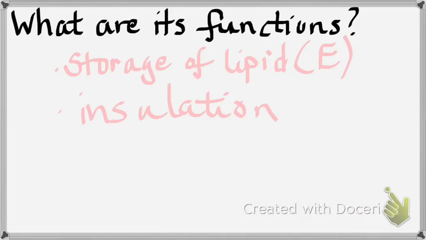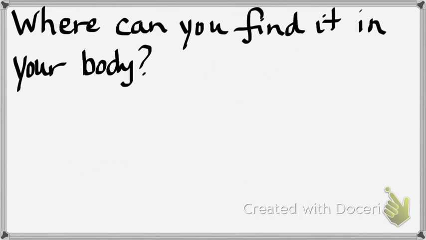Insulation keeps us warm. Function number 3: protection. It's kind of cushiony. So we put lipid or adipose around some of our more fragile organs, like behind your eye is a bunch of lipid, and around your kidneys, a bunch of lipid.